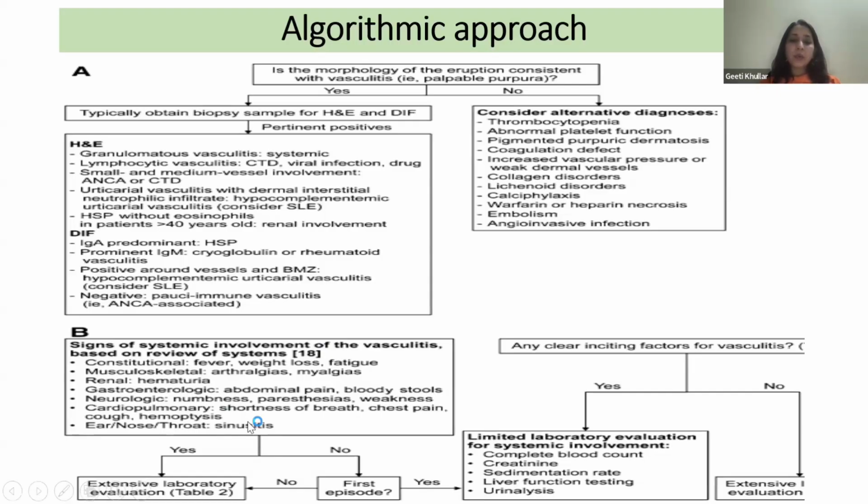Then if you have these systemic involvements, you evaluate extensively, as I mentioned, and refer to your colleagues in different departments. If you do not have these and you think that this is the first episode, probably you are dealing with a skin-limited vasculitis, and then you just go for a limited workup, which is just a CBC, a KFT, an ESR, and LFT with urine analysis. If you think that you have a clear inciting factor for vasculitis, a clear etiology, as in a drug-associated vasculitis, you go for, again, a limited workup. If you think, no, probably there are some other causes, internal associations, or a malignancy, or any other cause, then you go for an extensive evaluation.